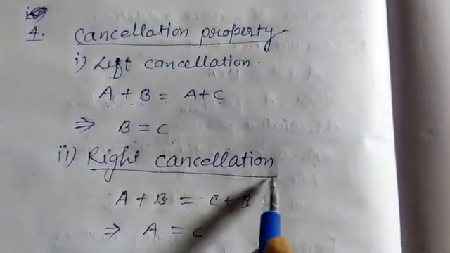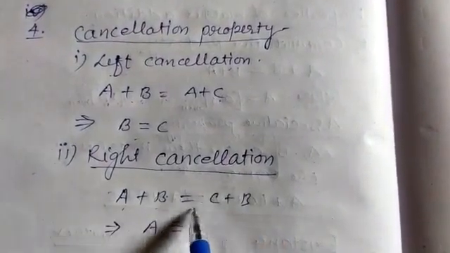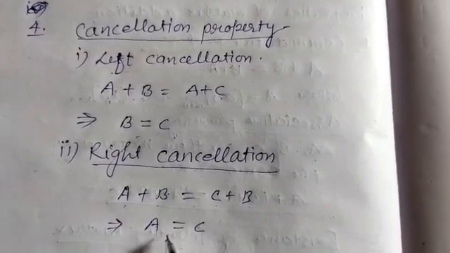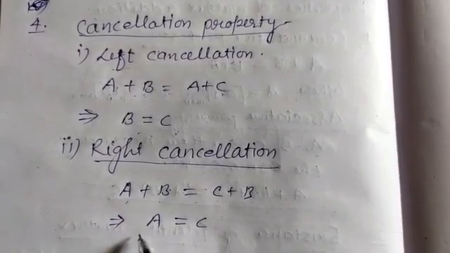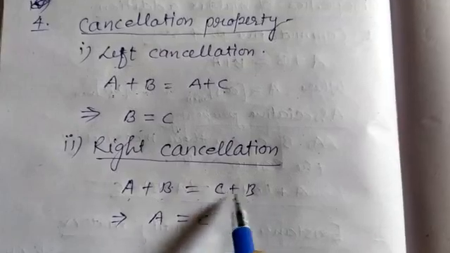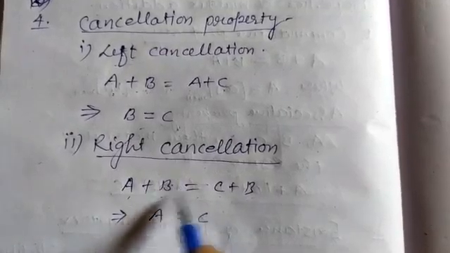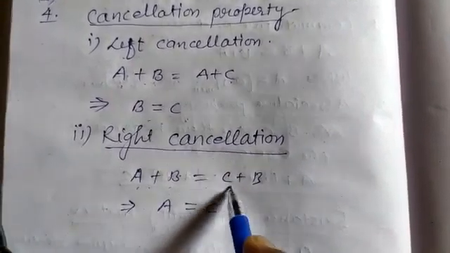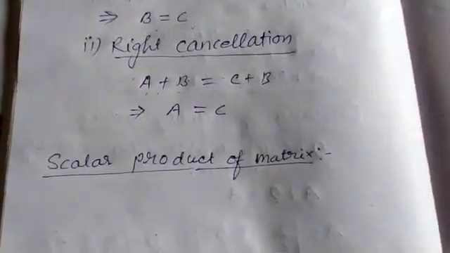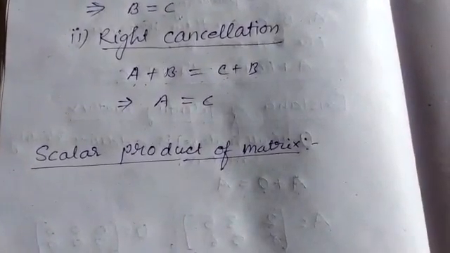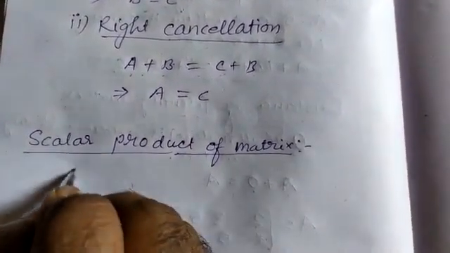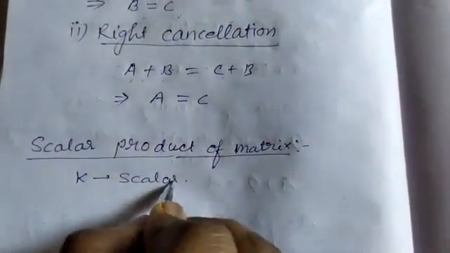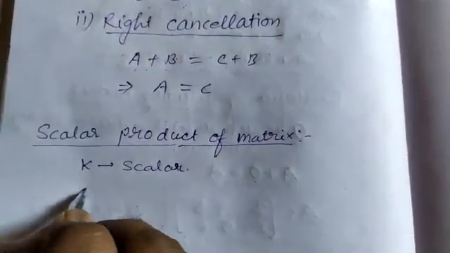In the right cancellation property, if A plus B is equal to C plus B, where A, B, C are of the same order, then on the right side the matrix B will be cancelled from both. It means the value of A will be equal to the value of C. The next topic is the scalar product of a matrix. Suppose K is any number, a scalar quantity or constant, and A is a matrix.